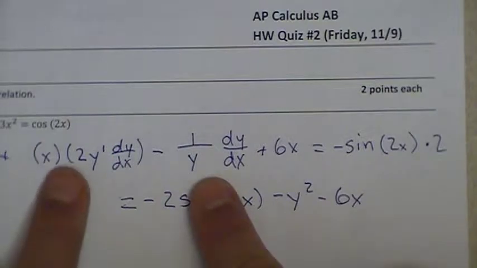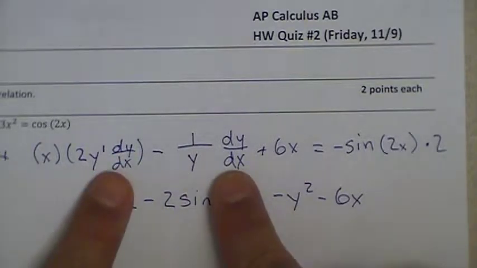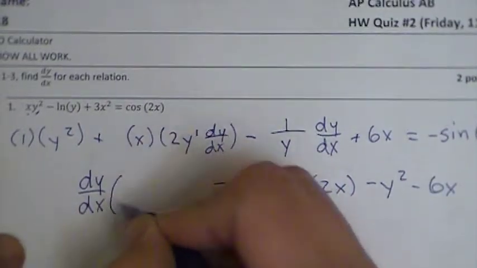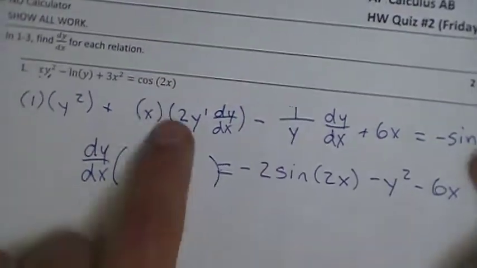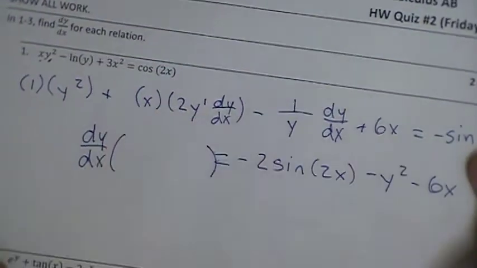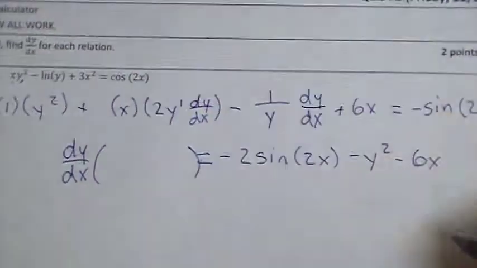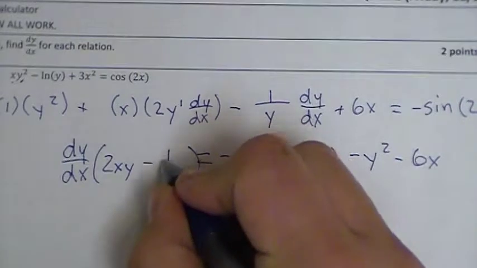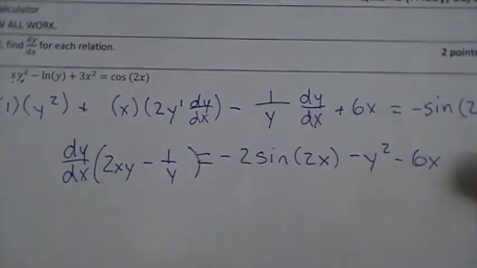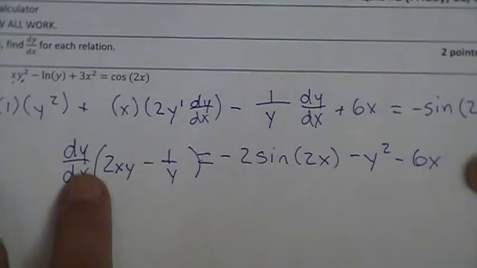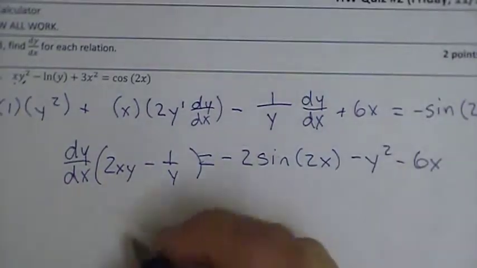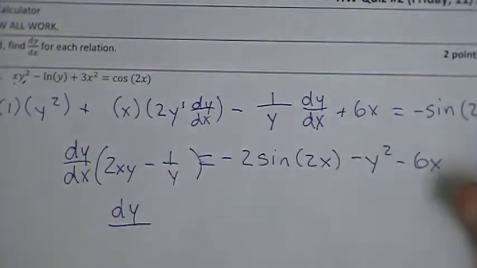These two remaining terms both contain dy dx's. I'm going to factor dy dx from each of those terms on the left side of the equal sign. And if I do that, on this term I'm left with 2xy. And if I factor dy dx out of this term, I'm left with minus 1 over y. So now dy dx will be isolated if I just undo the multiplication between the derivative and the set of parentheses, and I'll just undo the multiplication by dividing each side by the set of parentheses.